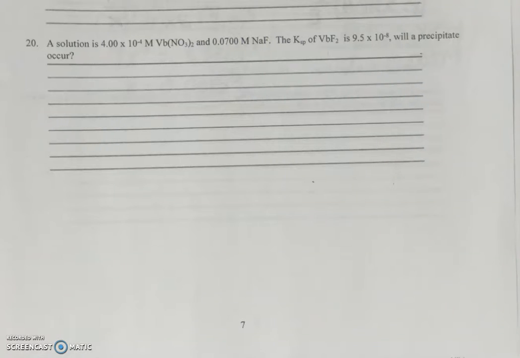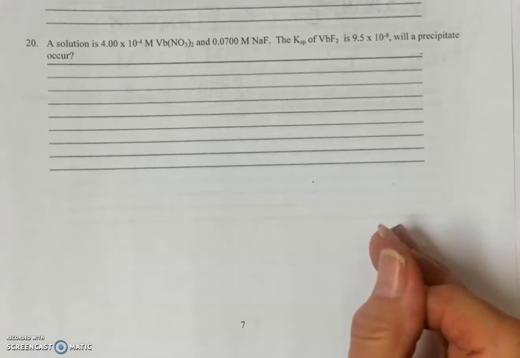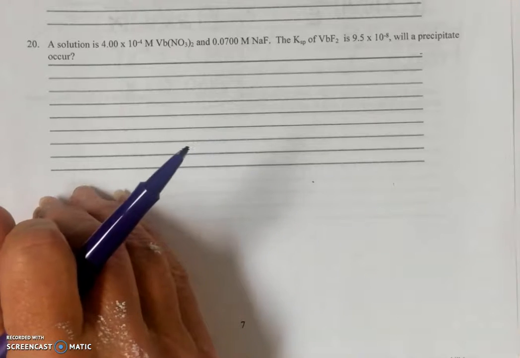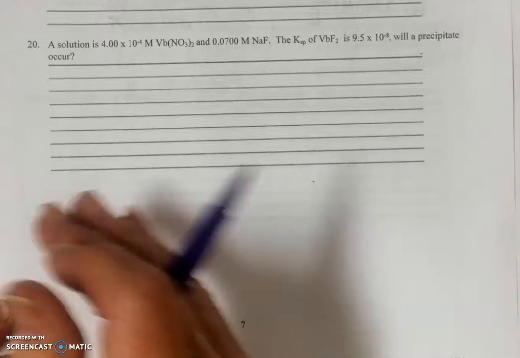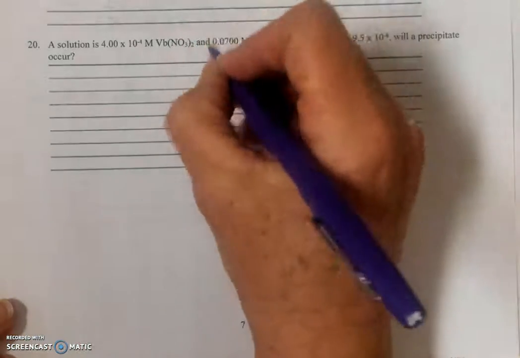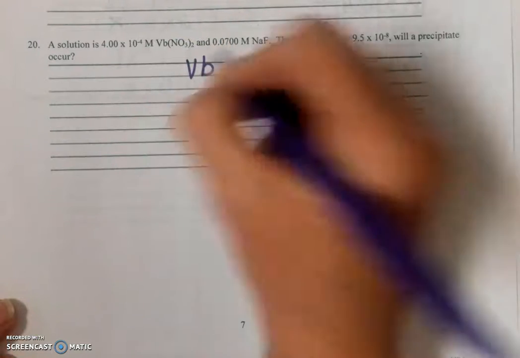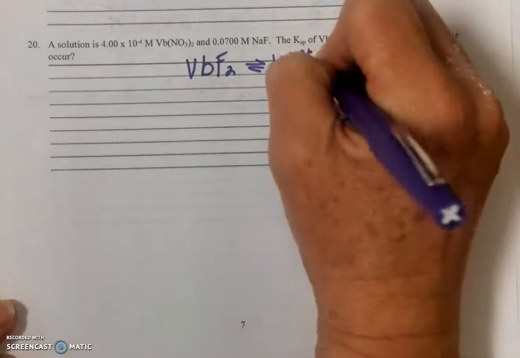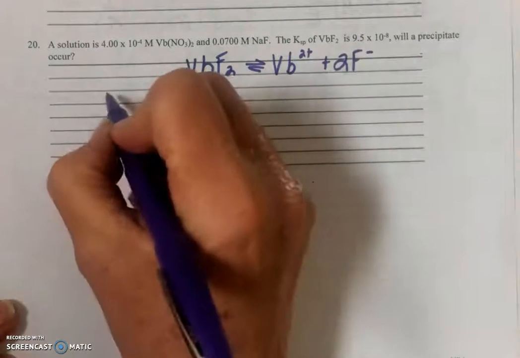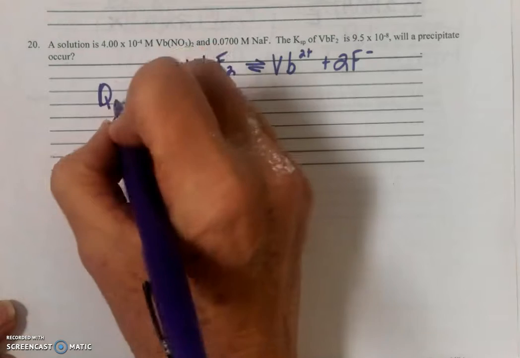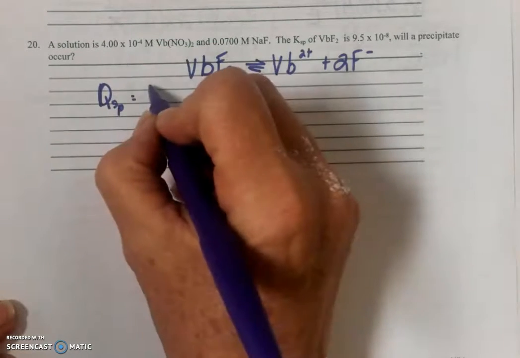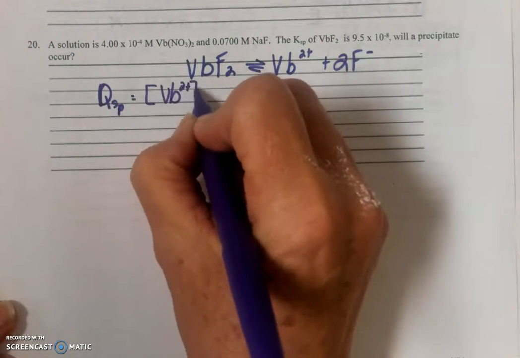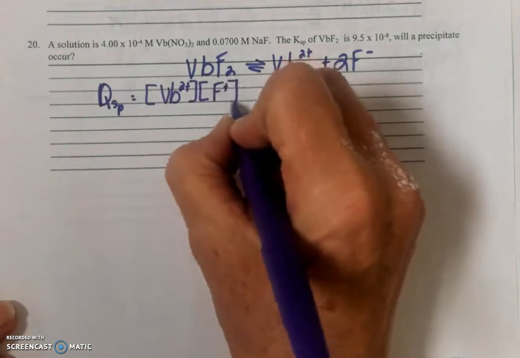Now this problem is slightly different still. We're going to ask, will a precipitate occur? This is a Q problem, right? If we shift towards products, that's ions. If we shift towards reactants, that's salt. So we're going to see what Q will tell us about which way we're shifting. So in this case, we've got VBF2 in equilibrium with VB2+ plus 2F-. So Qsp, if you want to look at it that way, is going to be the concentration of VB2+ times the concentration of F- squared.